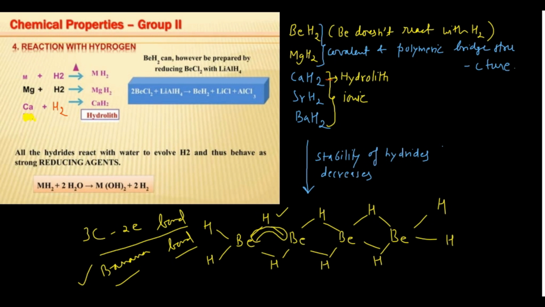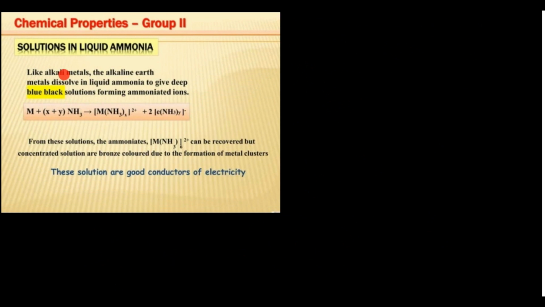Now moving to the next very important property, solution in liquid ammonia. Solution in liquid ammonia is another very important aspect, and I have already told you this in my last lecture, where I explained the color. So what is written here? Like alkali metals, the alkaline earth metals dissolve in liquid ammonia to give a deep blue color solution, forming ammoniated ions. So these are the ammoniated ions and these are the ammoniated electrons.